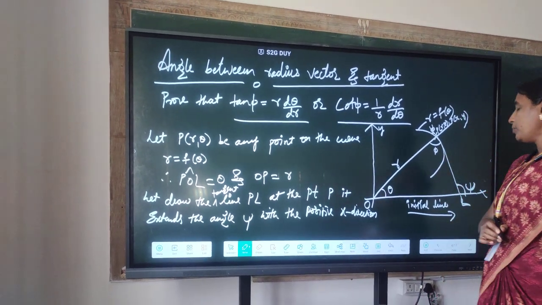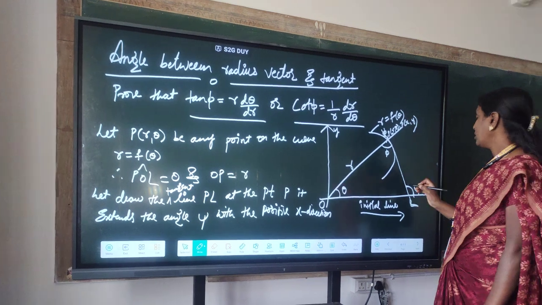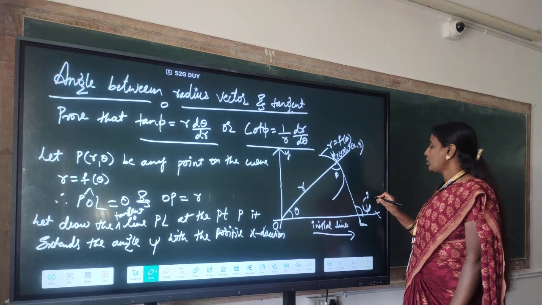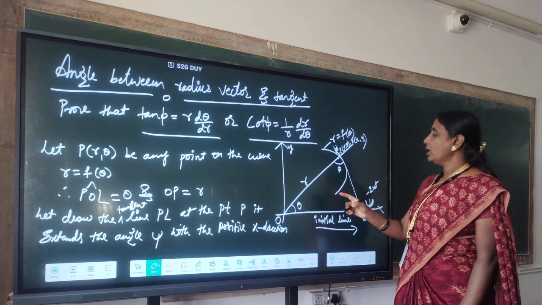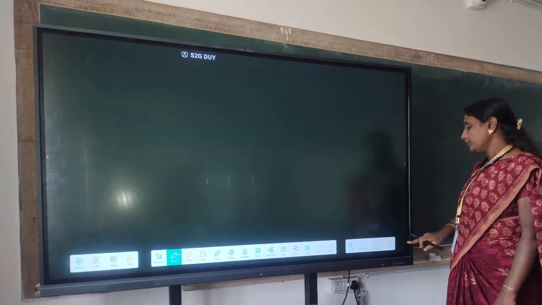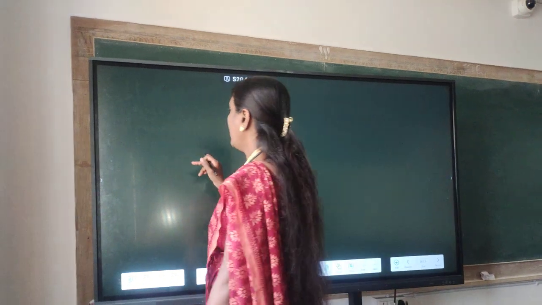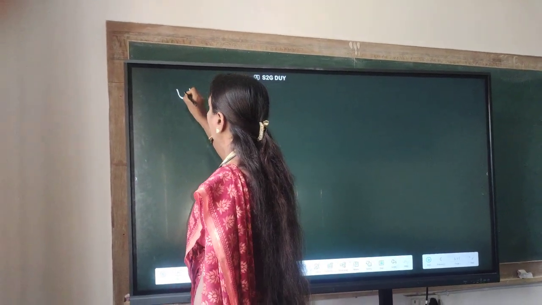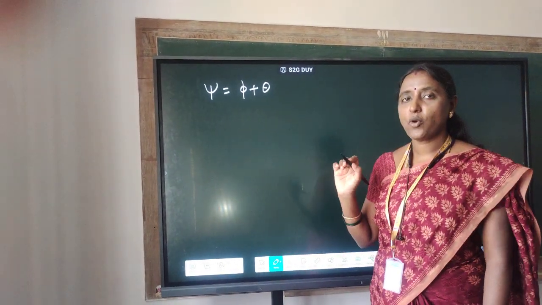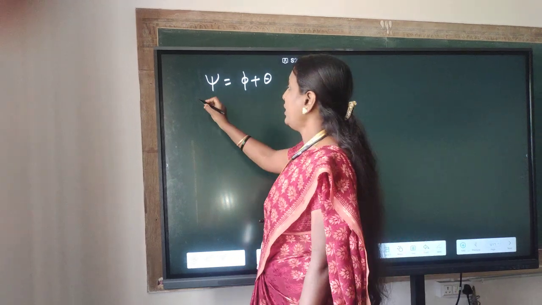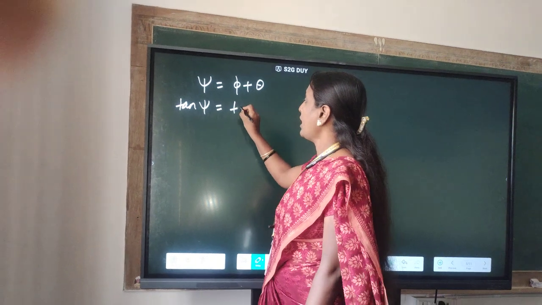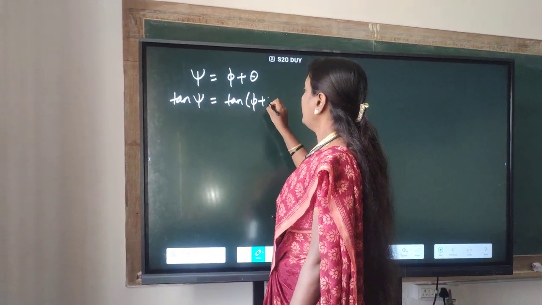So now from the triangle property, as we know that the exterior angle is equal to the sum of the interior angles. So this is our exterior angle, that is the outside angle, and the interior angles are phi and theta. So according to the triangle property, we have psi equals phi plus theta. Now we will take tan on both sides. Tan psi is equal to tan of phi plus theta.